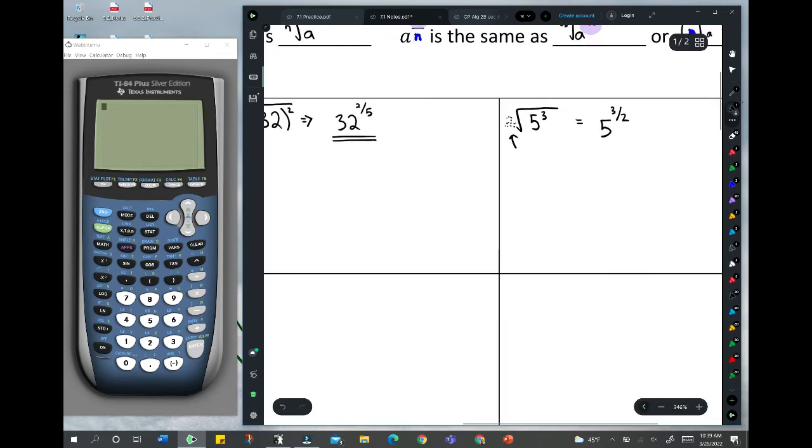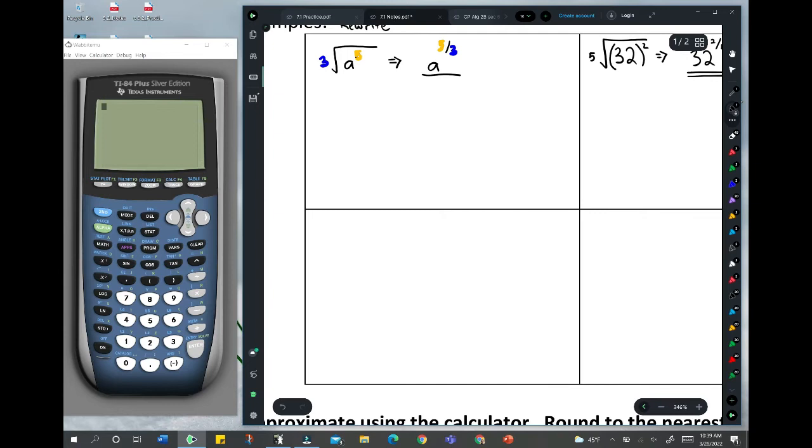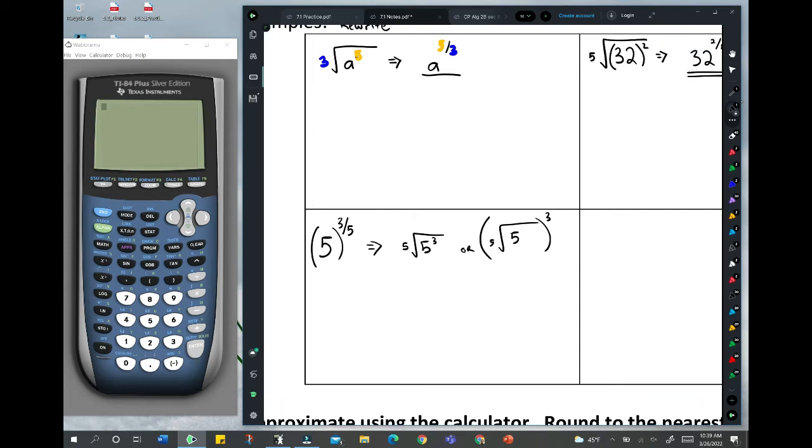Okay, going the opposite direction, if I were to give you something like 5 to the 3/5, you could go backwards. So the 5th root of 5 to the third. Or if you have it written out, the 5th root of 5 and the 3 outside, both is perfectly fine.